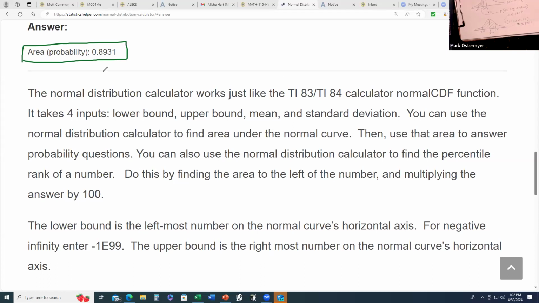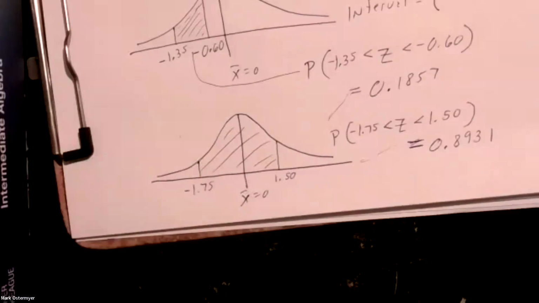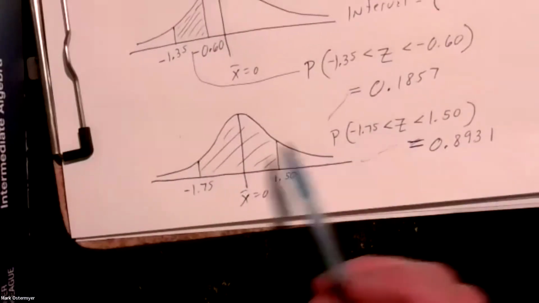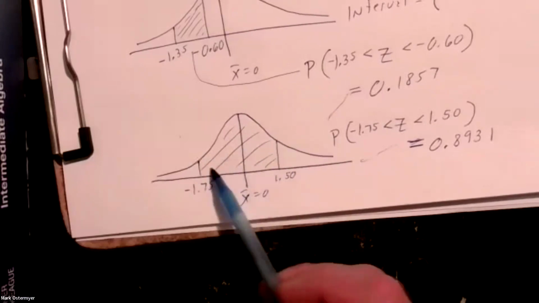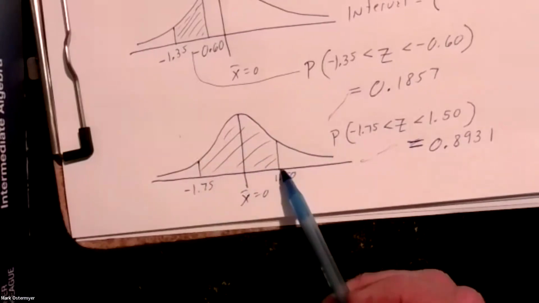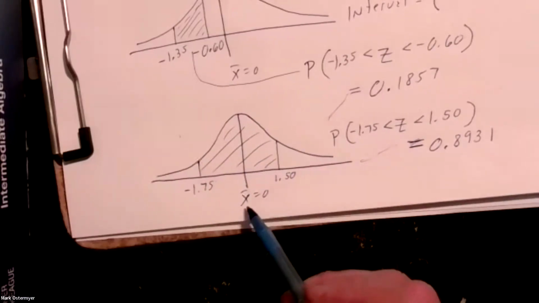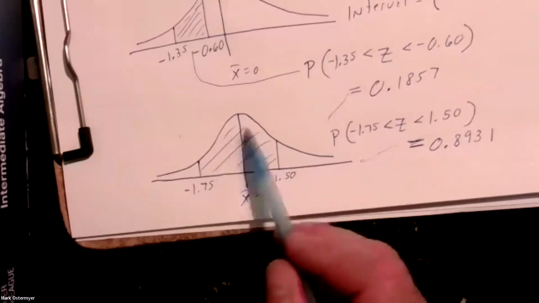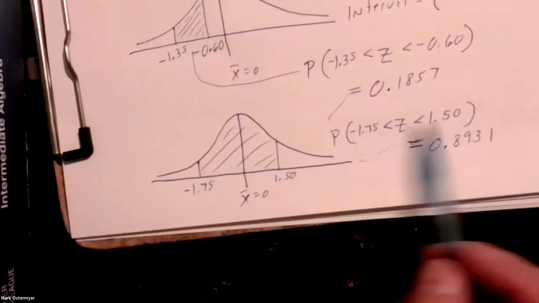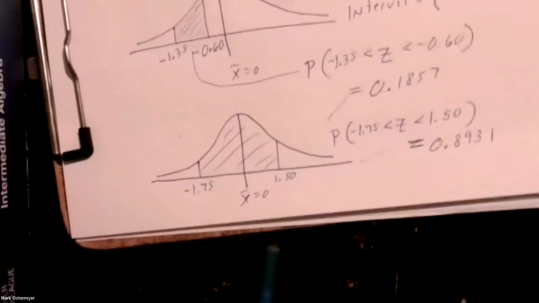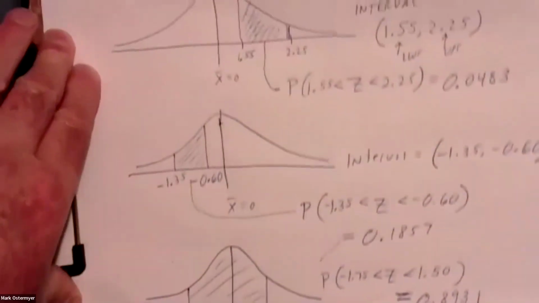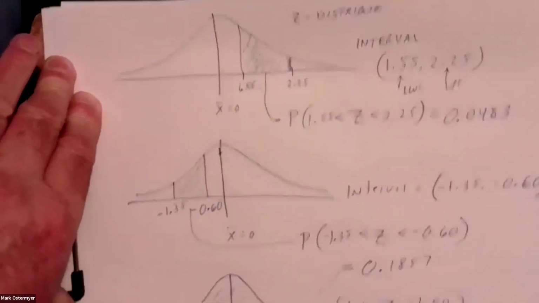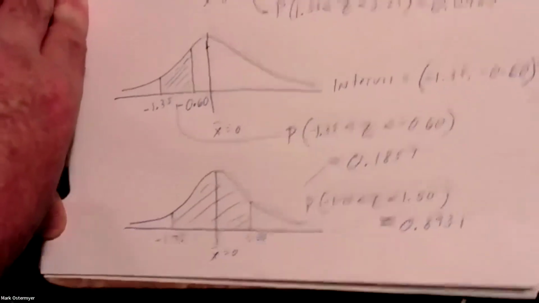That is the area. So therefore, about 89.31% of the area of the entire curve lies between negative 1.75 and 1.50 for the standard normal distribution. That's your area, or that would be equal to this probability. Is this making sense, how we're computing areas underneath the standard normal distribution curve by using that calculator? Making sense so far? You know how areas are really probabilities.